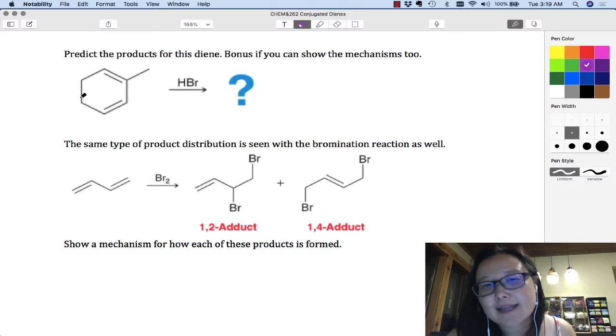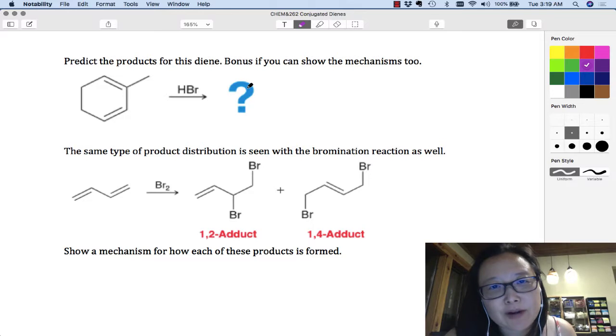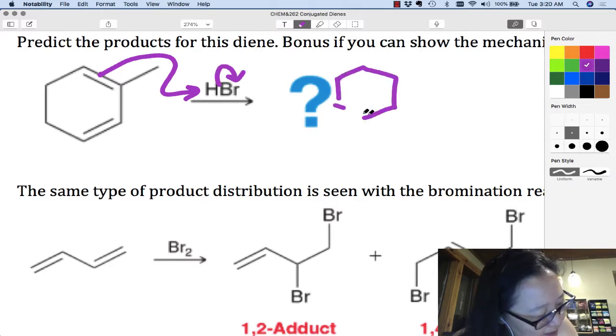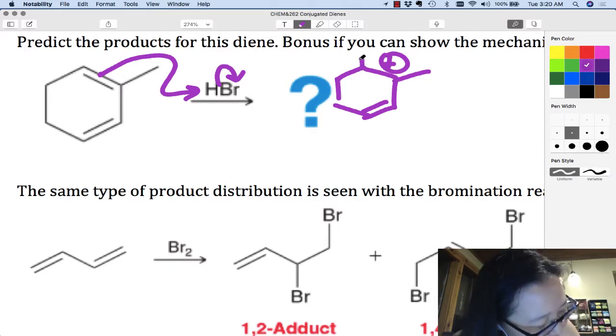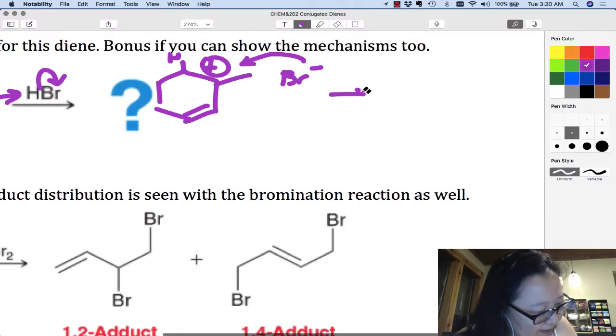So let's take that idea and apply it to this problem. Now we have a cyclic diene. Go ahead and show me the 1,2 and the 1,4 adduct, and show me the mechanism as well. So the first step is to take either of these double bonds and attack HBr with it. Now you have two options for what you end up with. You're either going to have the positive here or the positive here. I think you know the positive prefers this position because it's tertiary. That means the H is right here. Now the Br can attack here and we get the 1,2 adduct, correct?